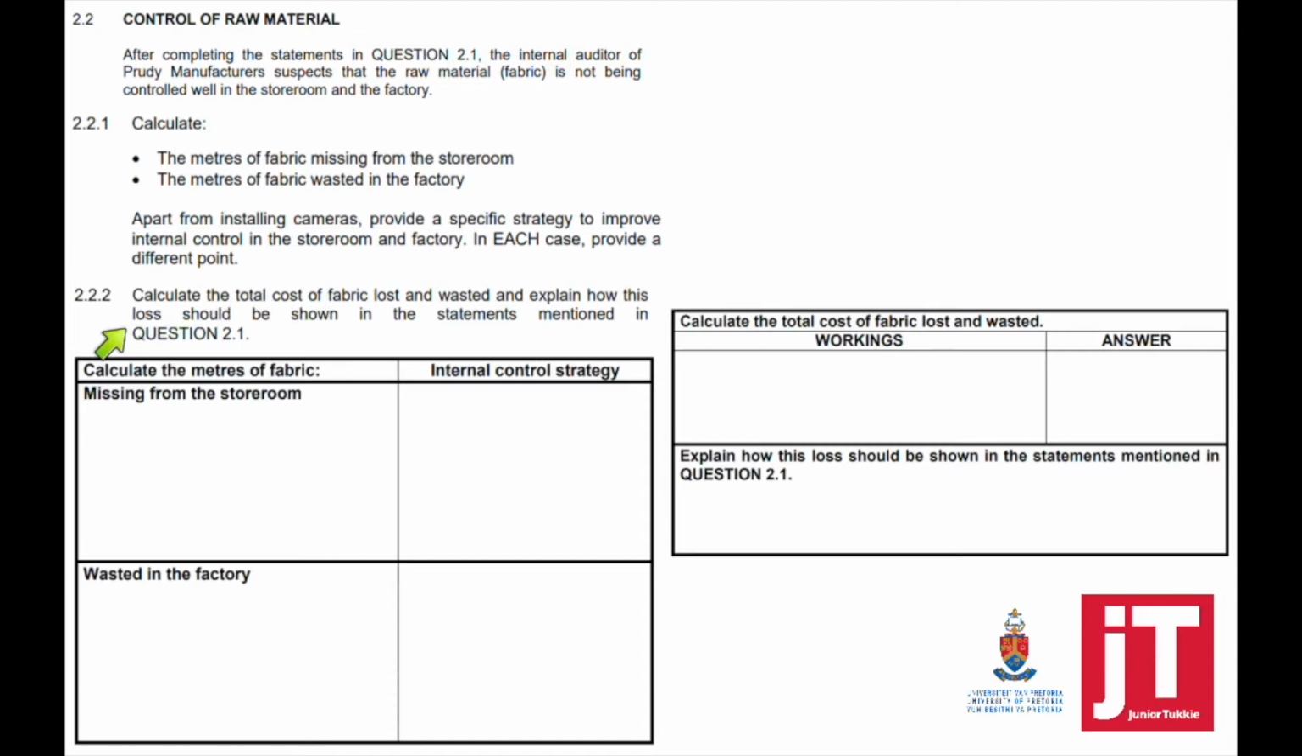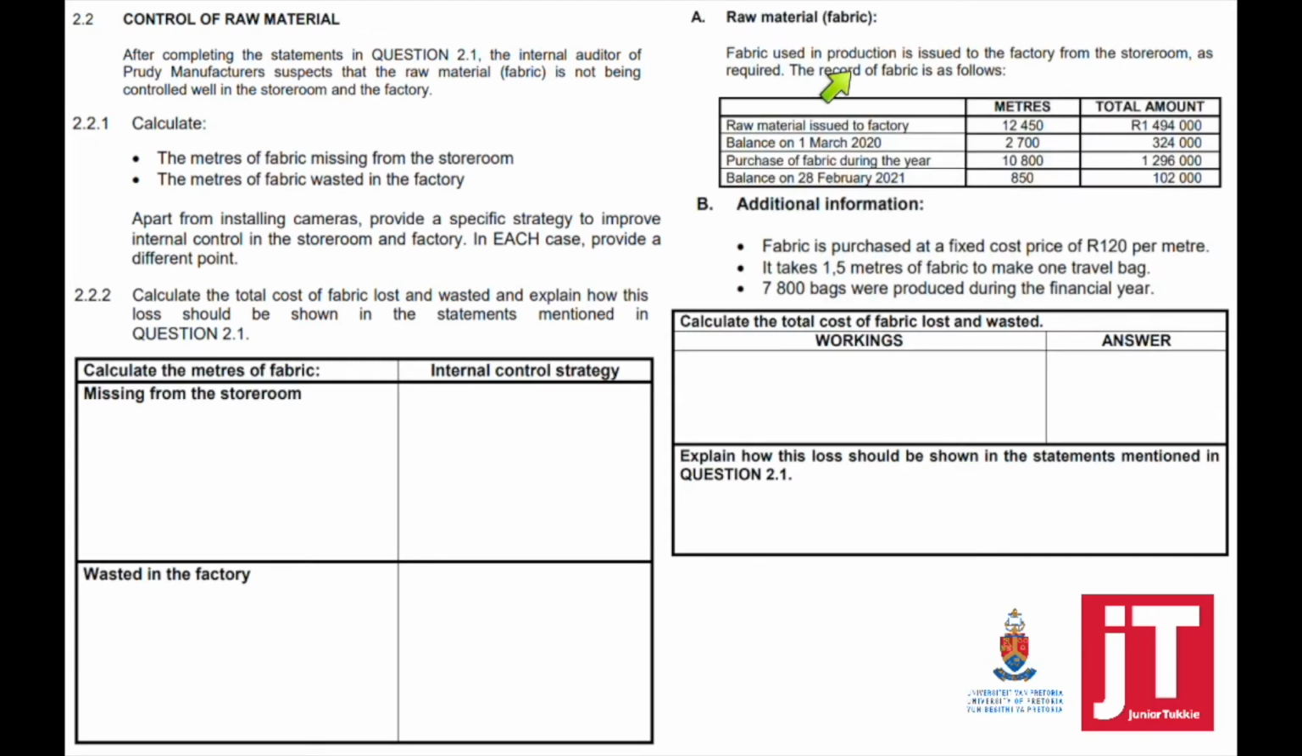If we look at question 2.2, calculate the total cost of fabric lost and wasted and explain how this loss should be shown in the statement mentioned in question 2.1. Reminder, in question 2.1 you had to complete the production cost statement and the abridged income statement.